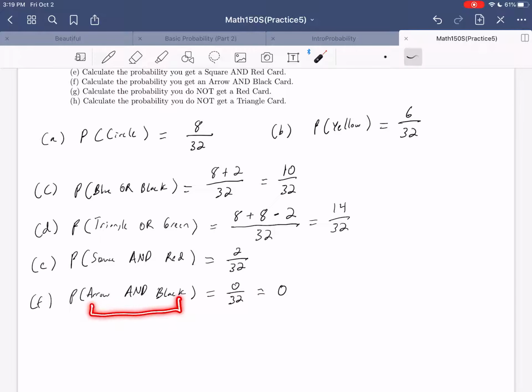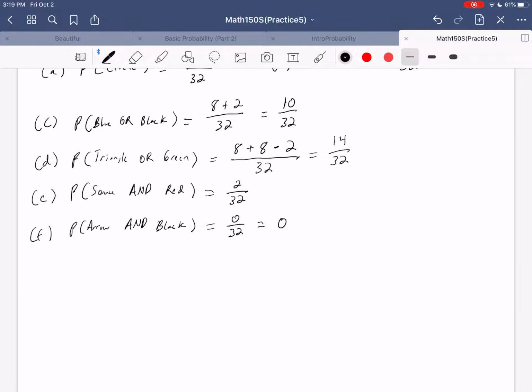In our terminology, we would call this mutually exclusive. You cannot get an arrow card and a black card at the same time. There just simply aren't any cards that'll do that. All right, we've got another one here.